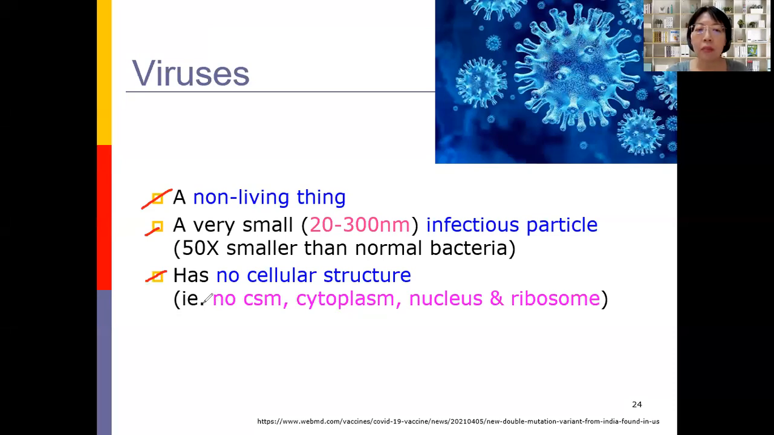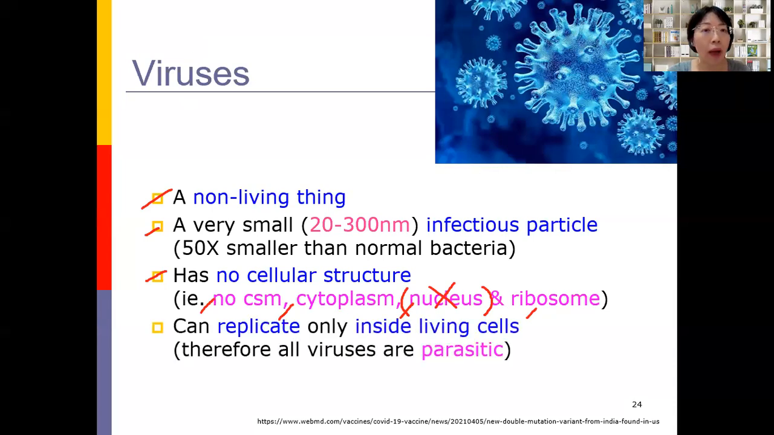You know that the cell is made up of the cell surface membrane, and it contains cytoplasm and a nucleus. This is for a eukaryotic cell. It may not contain a nucleus, for example in a bacterium, no nucleus. And ribosomes. So all cells will contain cell surface membrane, cytoplasm, and ribosomes, not necessarily a nucleus. But viruses don't have any of these materials. So virus is not a cellular structure. It's not a cell, so it's a non-living thing.